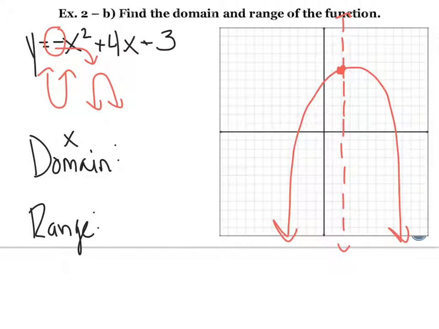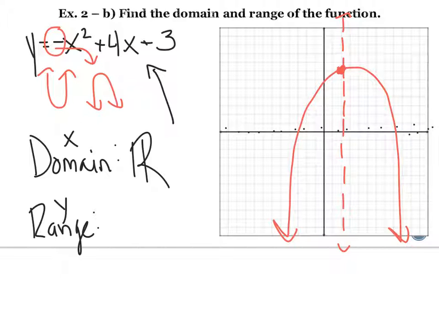And range is then everything that y ends up being. So think about this. Is there any number that I cannot plug in to this function? Is there any number that I couldn't plug in and get a point out on my x-axis? The answer is no. I can plug any number into this quadratic formula and it's going to work. So we have all real numbers for the domain.